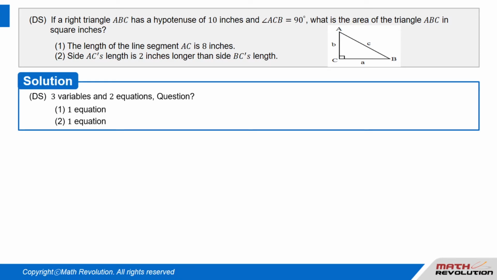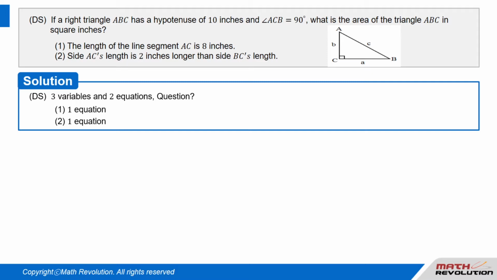Solution. Now we will solve this DS question using the variable approach. DS, 3 variables and 2 equations. Question. Condition 1, 1 equation. Condition 2, 1 equation. DS question with 3 variables and 2 equations.